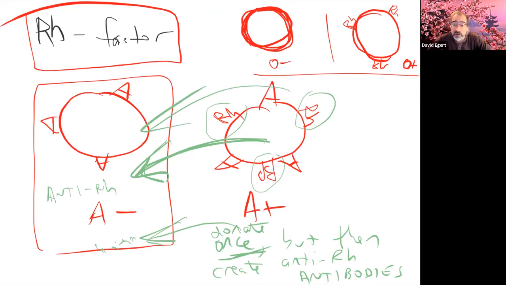So the way Rh is different from the A and the B is the first exposure to that antigen is okay, but subsequent exposures are not okay. The reason why this ends up being really important is in childbirth. That's why we give a RhoGAM injection in a person's first pregnancy. Yeah, exactly. So RhoGAM, we'll talk about in just a second.